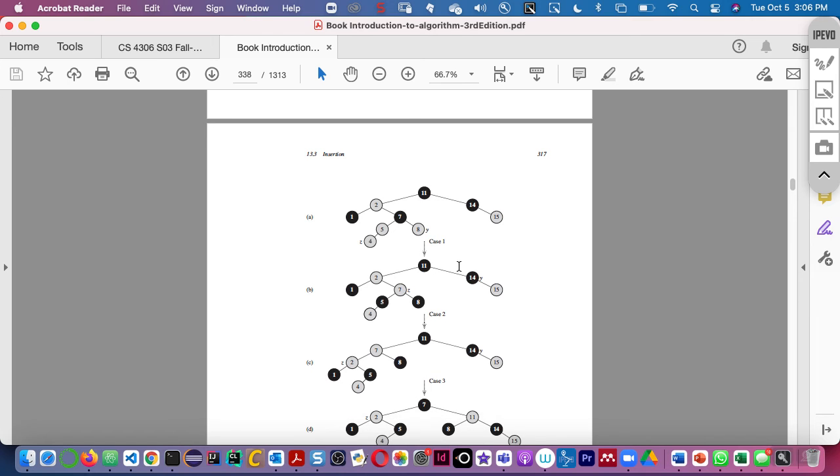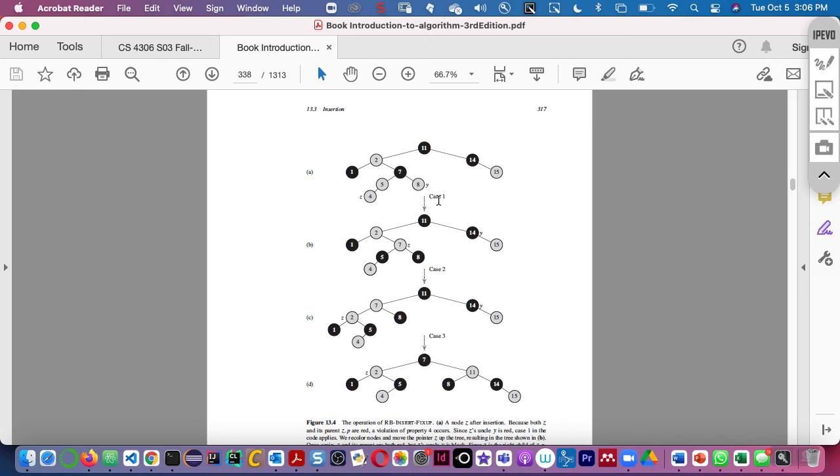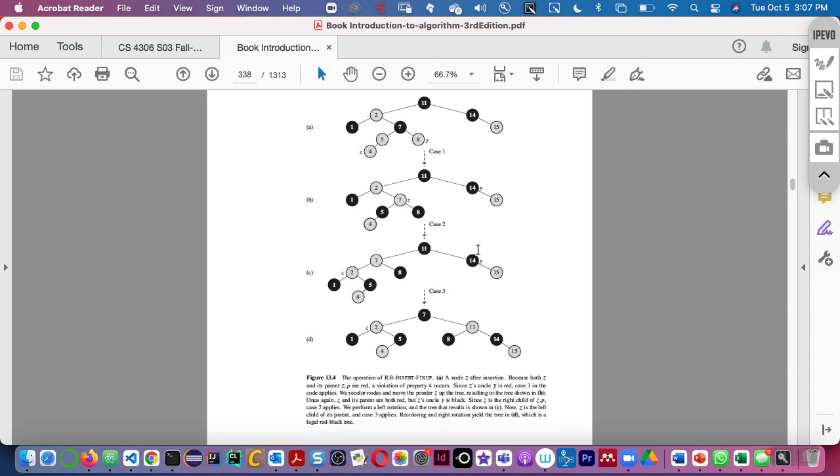Since we know the demo of how to do that, now it is fix up, how to fix it: either recolor or rotation. But this rotation is not an AVL tree rotation. This rotation is for a red black tree, with the branch. So now let us go to this one, for this part A.